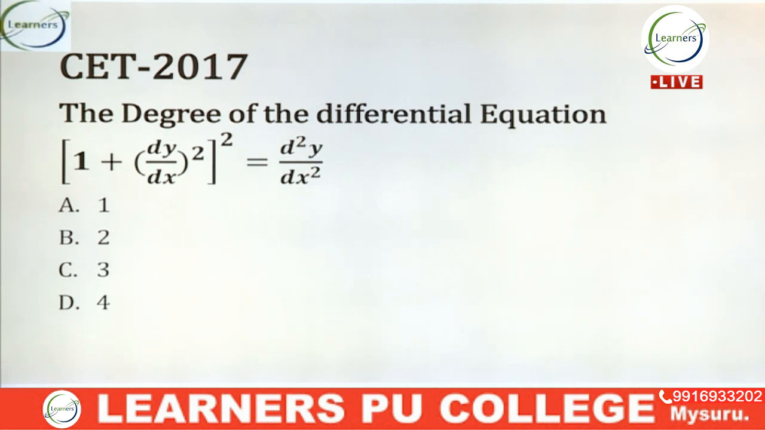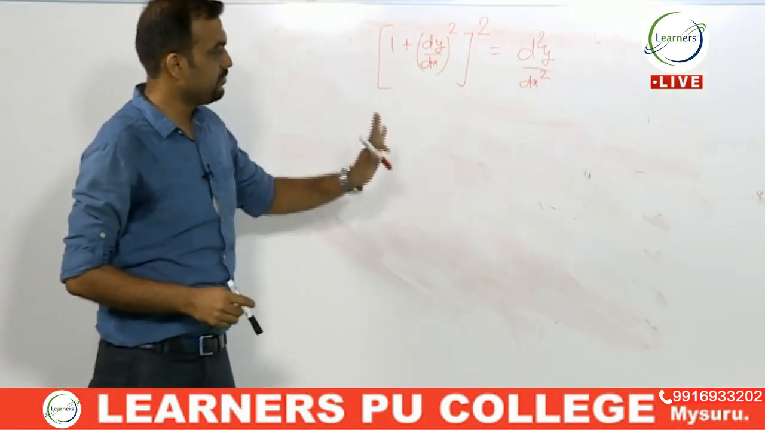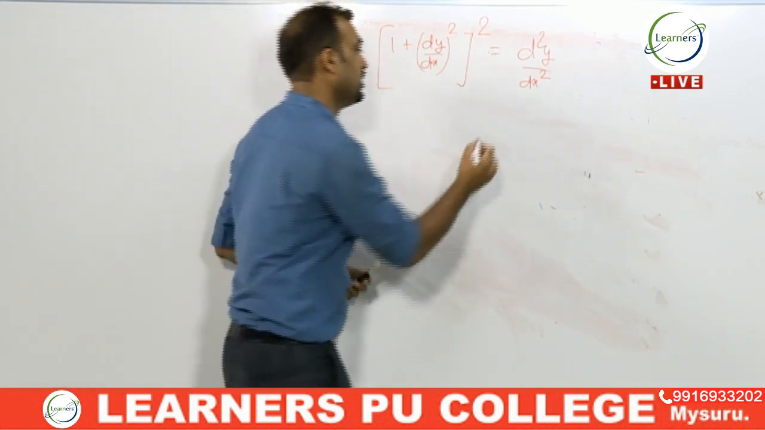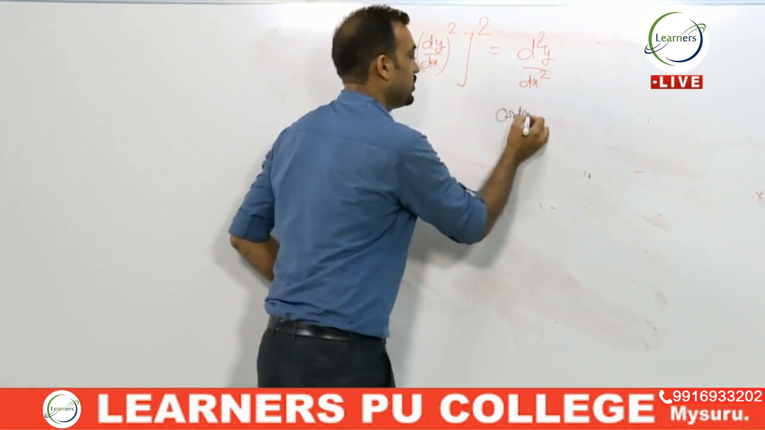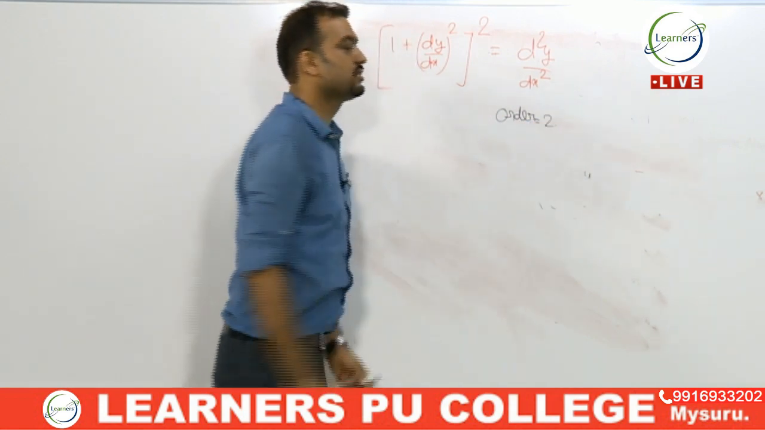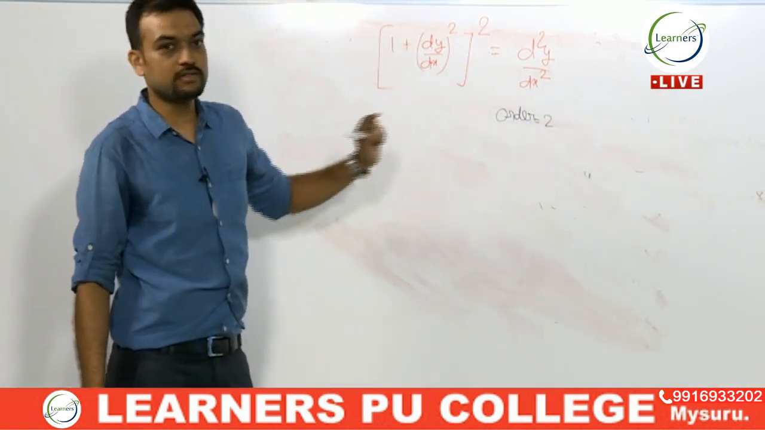So what is the differential equation? (1 + dy/dx) whole square is equal to d²y/dx². Now first tell me the order. Order is very simple. The order of this differential equation is 2, because the highest order derivative is 2.